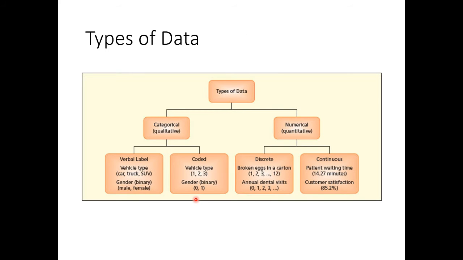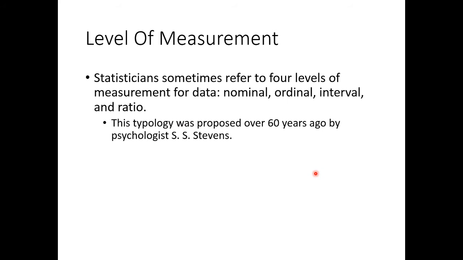Okay. So again, time series data and cross-sectional data are an additional classification. The most important thing is the four classifications: continuous, discrete, and so on. So that is the first topic of chapter 2. The second topic of chapter 2 is level of measurement.